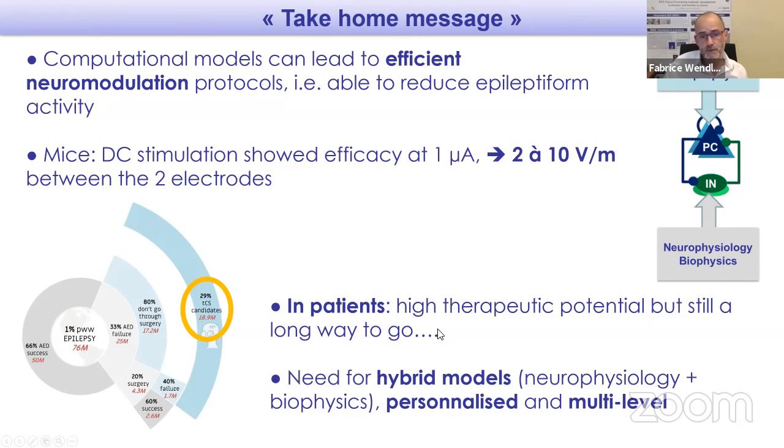And our hope, of course, is to elaborate such protocols for patients, okay? So to us, transcranial, non-invasive brain stimulation in general, but maybe transcranial current stimulation in particular, may have a high therapeutic potential, but there is still a long way to go. And we definitively need hybrid models, okay, combining neurophysiology and biophysics, personalized for patients, and also including multiple levels to go beyond and progress. Okay, so this was my last slide.